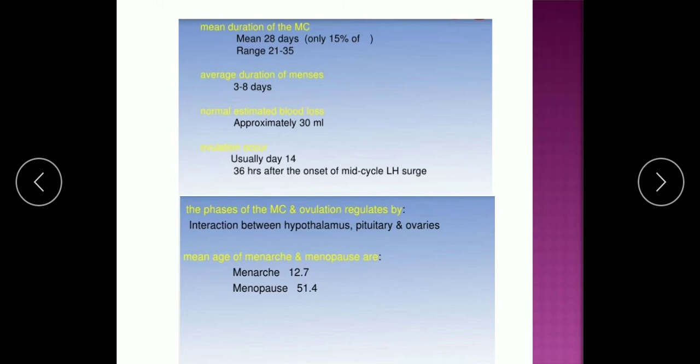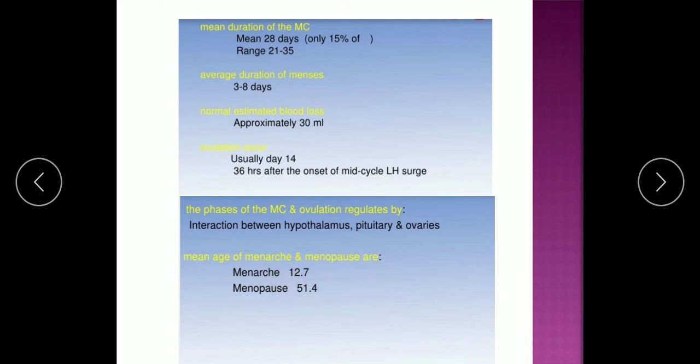Ovulation usually occurs on day 14, about 36 hours after the onset of the LH surge. LH stands for luteinizing hormone. The phases of the menstrual cycle and ovulation are regulated by the interaction between the hypothalamus, pituitary and ovary. The mean age of menarche is 12.7 and of menopause is 51.4.